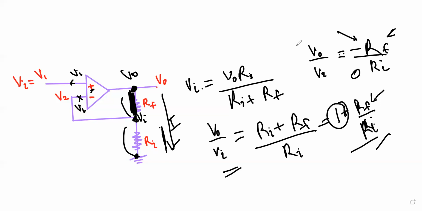I hope this is a very simple thing, and you can easily derive and use this equation, but for the exams you don't have enough time, so it's easy to memorize this equation. The gain A_v equals 1 plus Rf divided by Ri for this non-inverting signal.